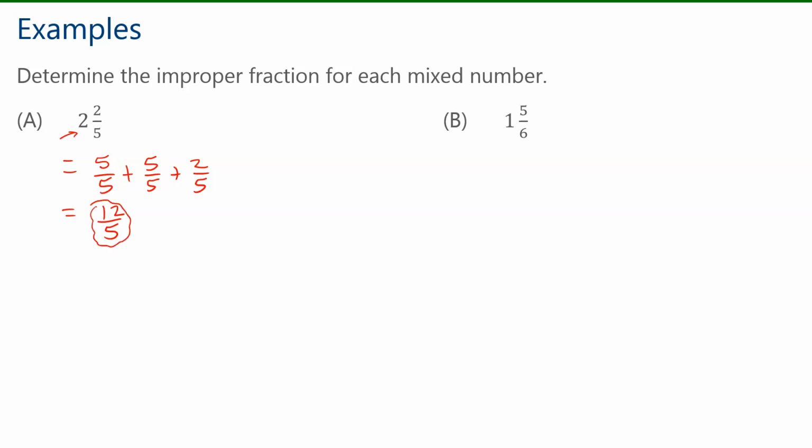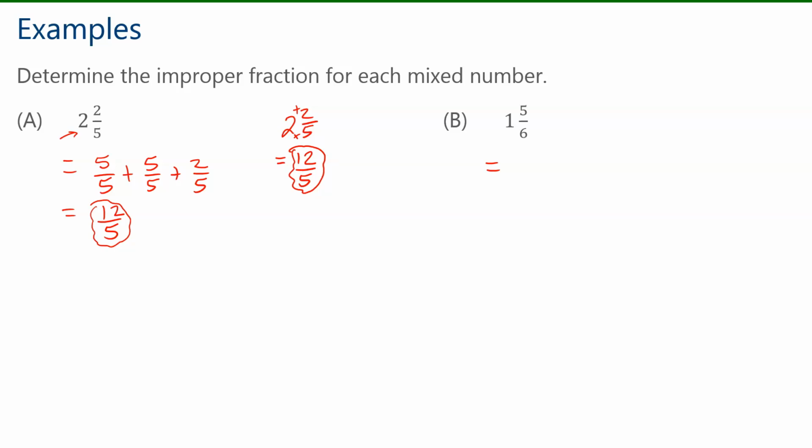If I used a little trick, if you want to call it a trick, 5 times 2 is 10. Add on the 2, and we get 12. Over the denominator, 12/5. In B, let's look at it both ways again.